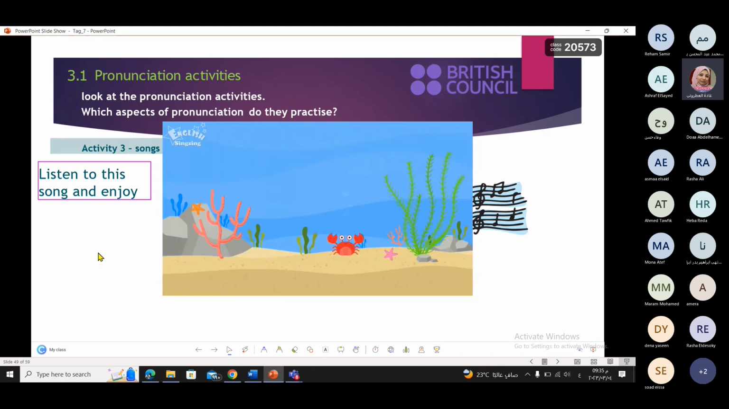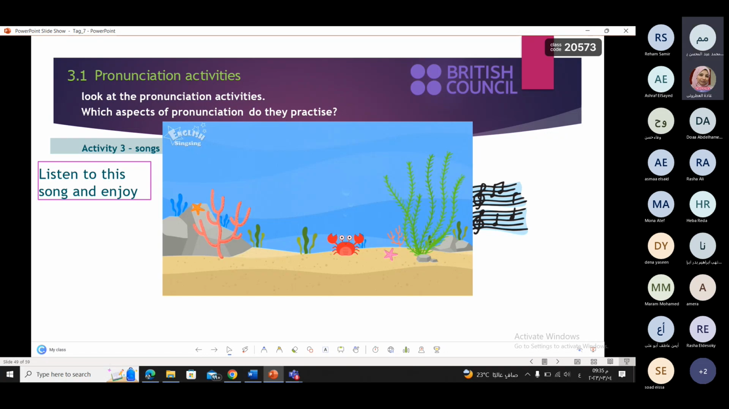Okay, this is the song. So what does the song teach? Can you tell me what the song practices, the difference between sea and see? What do we call two words that are pronounced the same, but have different meanings? Homophones. Excellent.